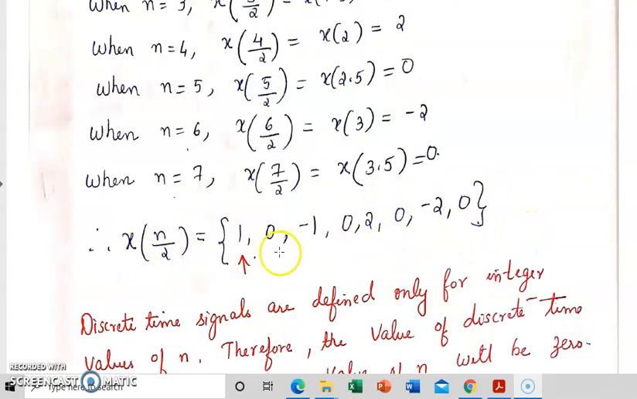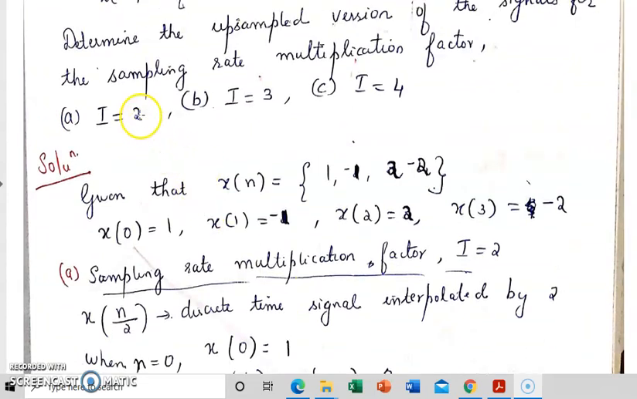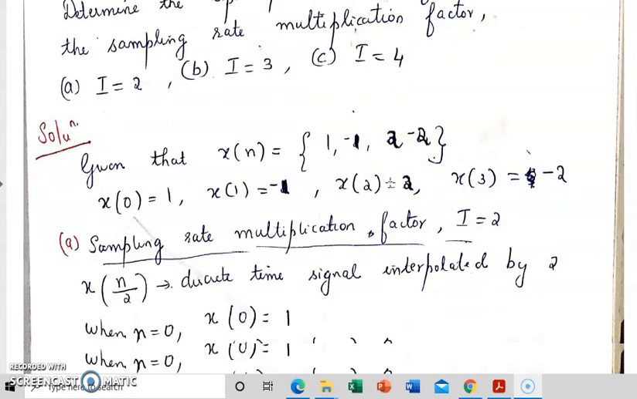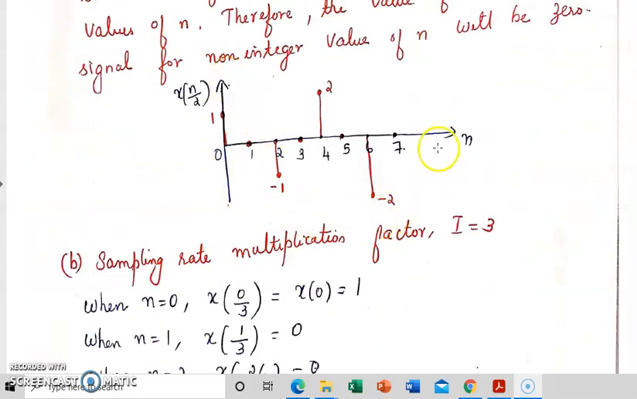That is, we have actually inserted one 0. So we have to insert I minus 1 zeros between the samples. Here I is equal to 2, so you just need to insert one 0 between the samples: 1, 0, minus 1, 0, 2, 0, minus 2, 0. So this is the upsampled version, and you can draw this particular signal.